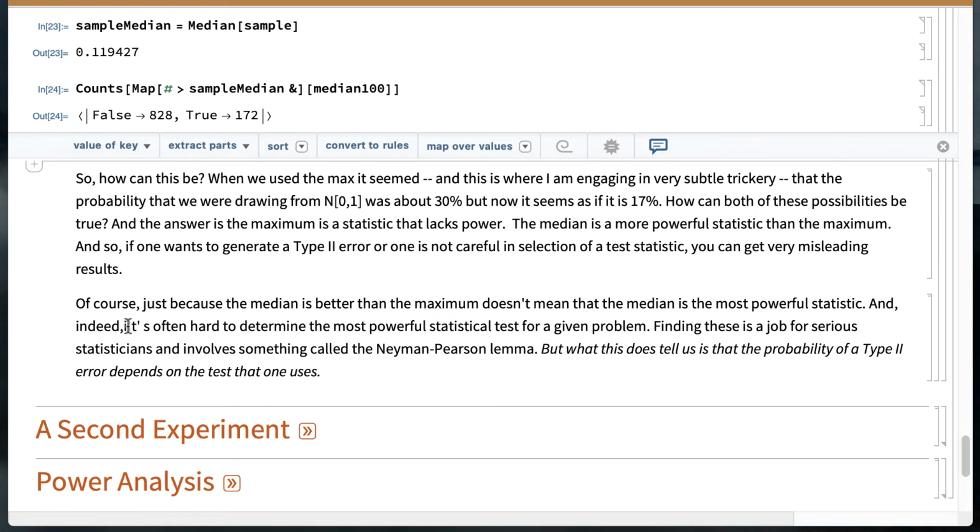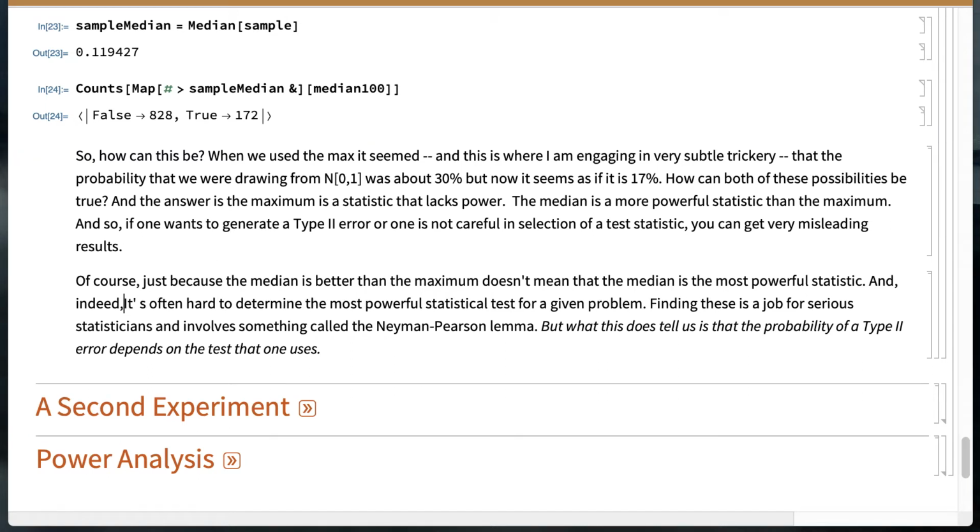It's actually somewhat difficult to figure out what is the most powerful statistic. There is something called the Neyman-Pearson lemma, which helps us figure it out. That's sort of beyond the scope of this course. But what I want you to understand here is that the probability of a type 2 error, which we will cover or have covered in this course depending on the order in which the material is presented, a type 2 error is a failure to detect something that is in fact the case. So it's a false negative.